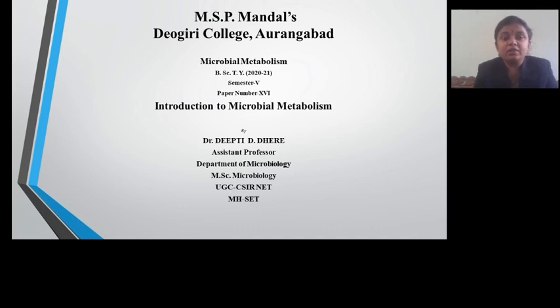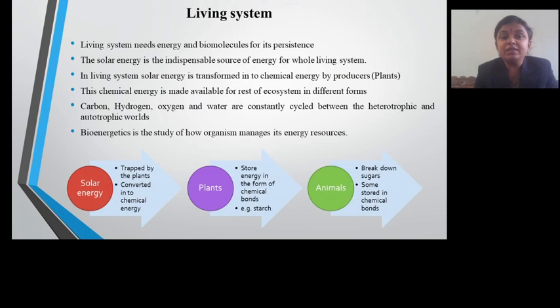Today we are going to discuss some basic concepts of microbial metabolism. A living system needs energy and biomolecules for its persistence. Solar energy is the indispensable source of energy for the whole living system. In this system, solar energy is transformed into chemical energy by the producers, which are the plants. This chemical energy is made available for the rest of the ecosystem in different forms. Carbon, hydrogen, oxygen and water are constantly cycled between the heterotrophic and autotrophic world.